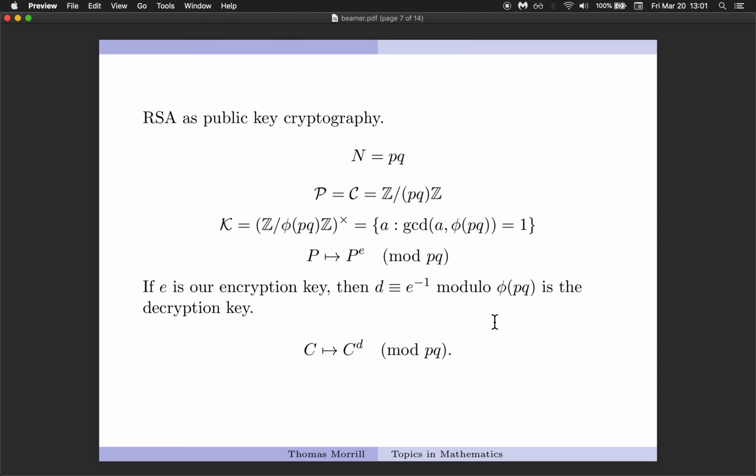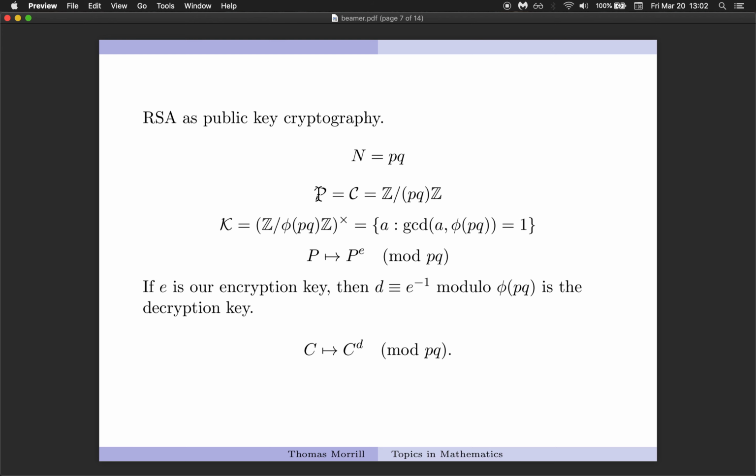Let's talk some more about RSA and public key cryptography. Yesterday I went through the setup for RSA just in terms of a generic crypto system. But it turns out that RSA will actually work as our first example of a public key cryptography system. So the setup is I've picked some very large integer, capital N, with the particular factorization N is p times q, and p and q are different prime numbers.